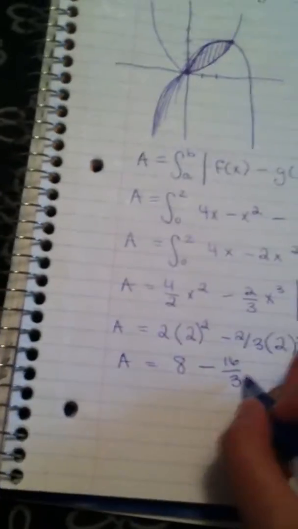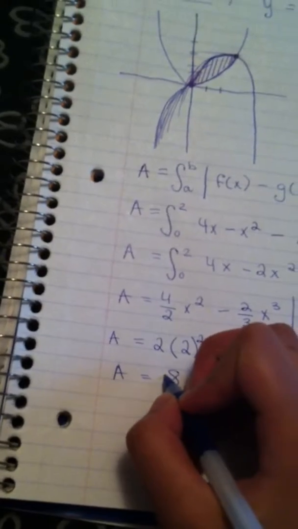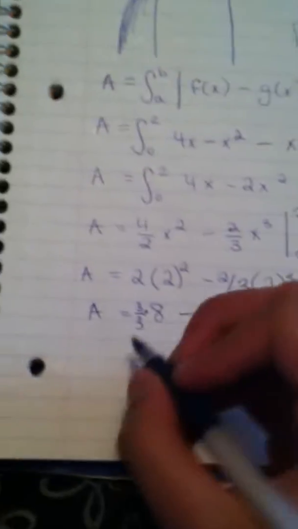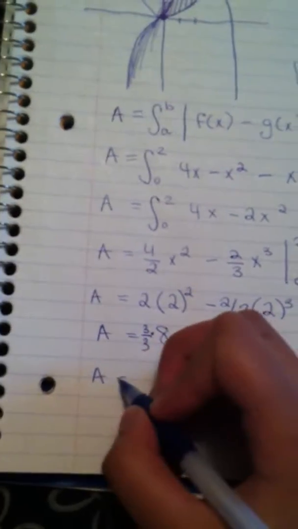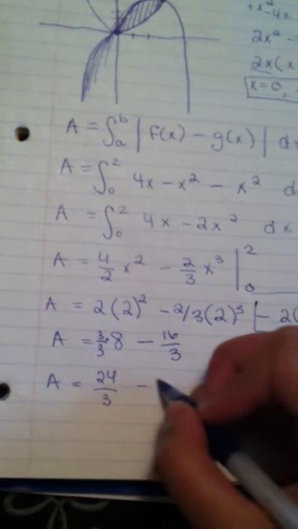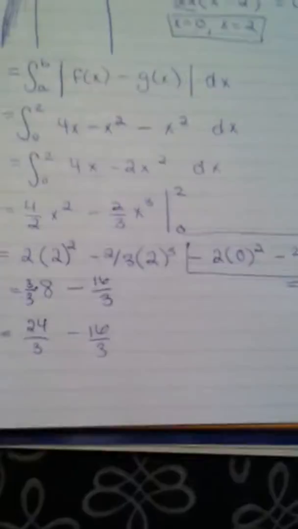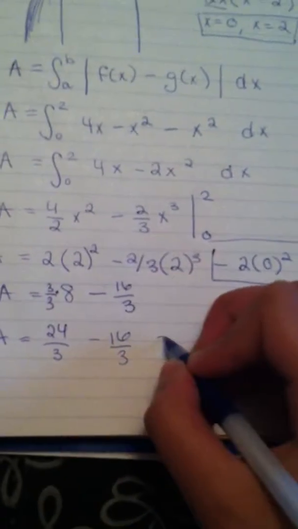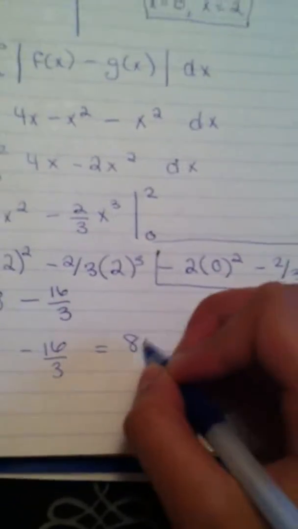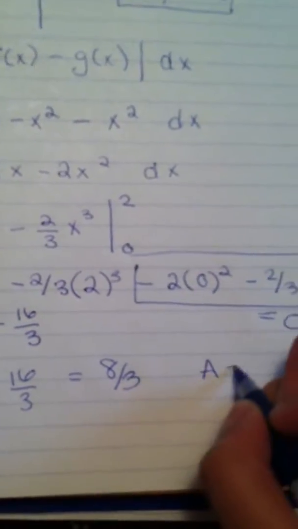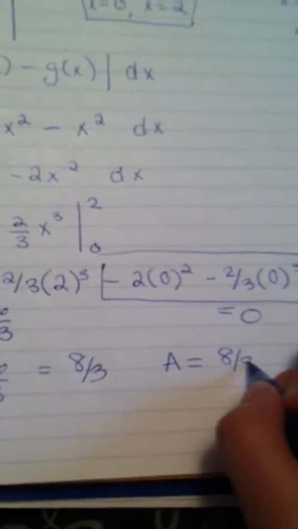Now we can find a common denominator for this, which is 3. So we'll multiply by 3 over 3 on this side. And we have A equals 24 over 3 minus 16 over 3. 24 over 3 minus 16 over 3 equals 8 over 3, which means our area is equal to 8 over 3.